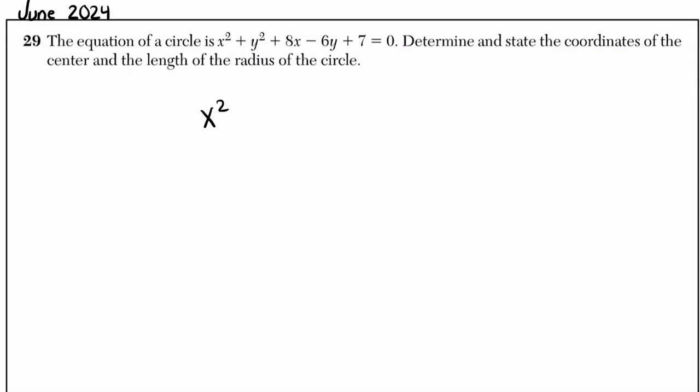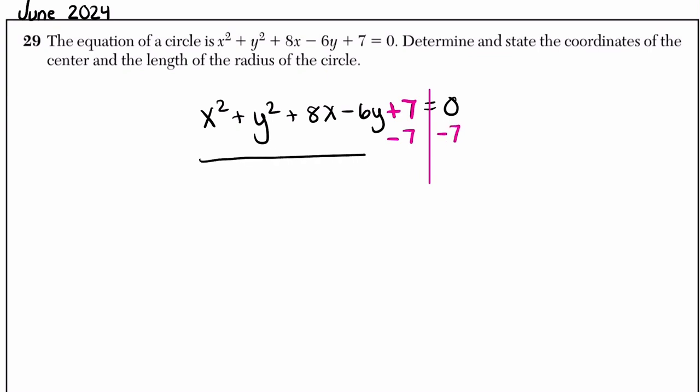First thing I'm going to do is just rewrite my equation to get some room. So x squared plus y squared plus 8x minus 6y plus 7 equals 0. The first thing I want to do is get all my constants out of there. So this plus 7, I want to get rid of. I want to do the additive inverse to get that to the opposite side of my equation. So I'm going to subtract 7 from both sides. What that's going to do is leave me with all my variables on the left-hand side, but on the right-hand side, I'm going to have a -7.